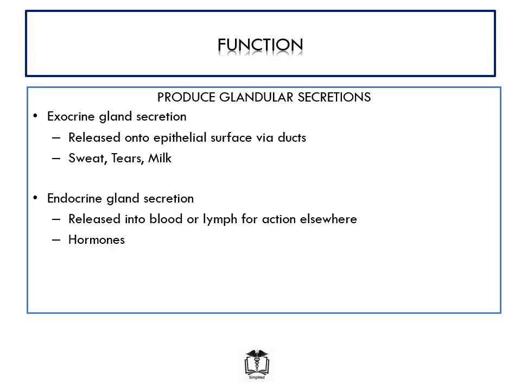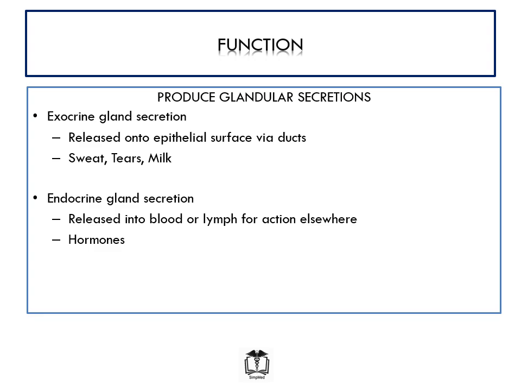In terms of exocrine gland secretion, this includes things like sweat, tears, and milk. So we have different exocrine glands formed by epithelial cells that are involved in the secretion of each of these substances. They usually release these substances into special sites we call ducts, and from there, the ducts eventually drain the secretion out to the desired site.